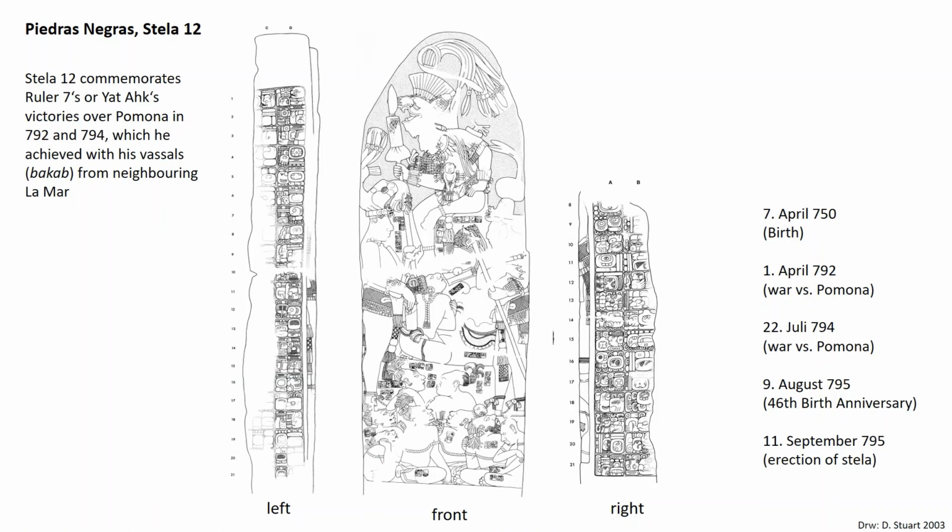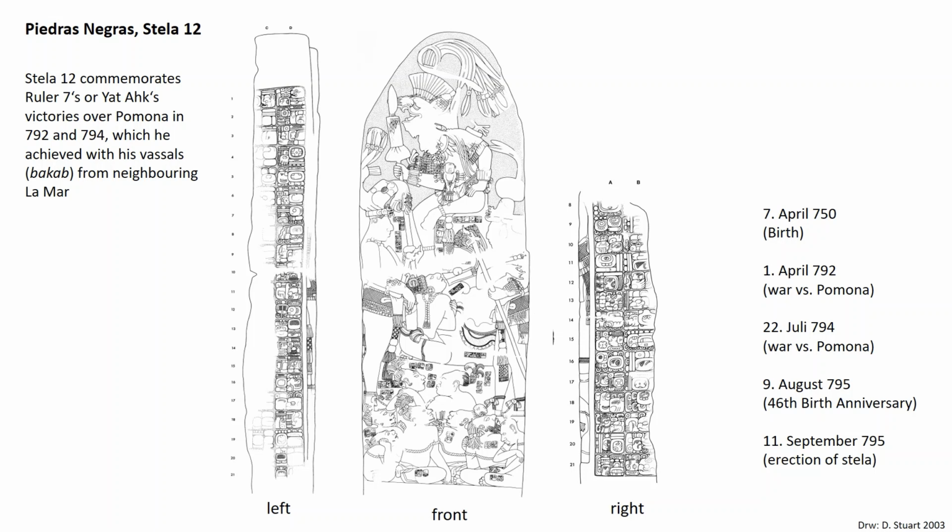And the monument looks like this. This is a drawing by David Stuart. It has a front, a right side, and a left side. And I give you some key dates here. As you can see, the name is Stela 12. It commemorates Ruler 7's or Yaxuun Bahlam's victories over Pomaná in 792 and 794, which he achieved with his vassal Bakab from neighboring Lamar. And this vassal is depicted here. So this is the guy who helped him to defeat another king.